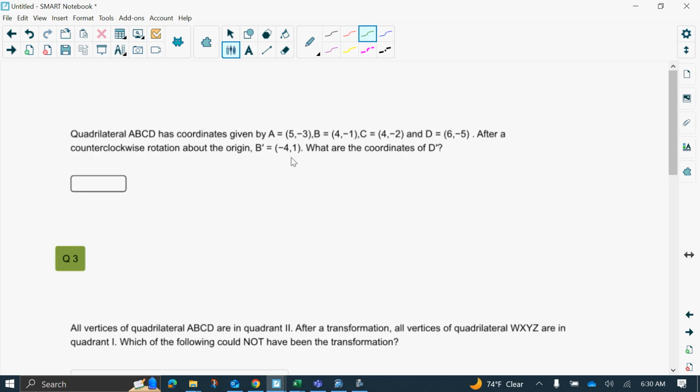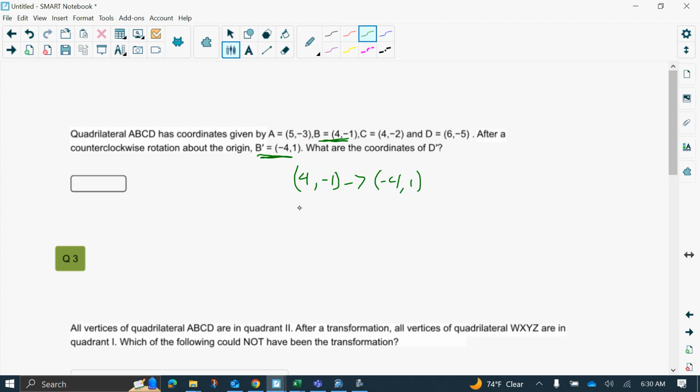Now, question 2. We have quadrilateral ABCD has coordinates given by all of these. After counterclockwise rotation, B prime is at negative 4, 1. So what are the coordinates of D prime? Well, it's not giving us the rule, it's telling us that B went from here to here. So it's asking what happened. 4, negative 1 went to negative 4, 1. So what happened?